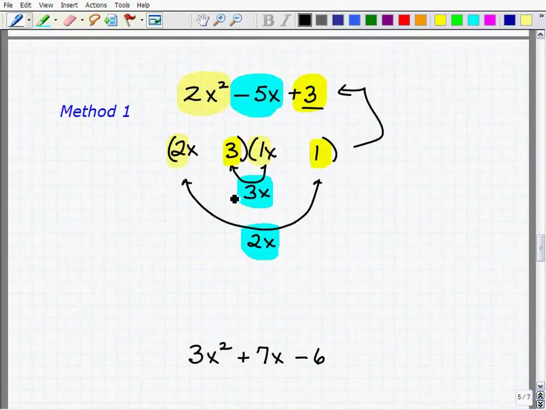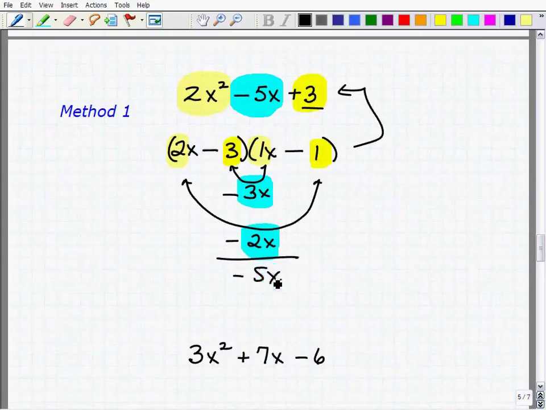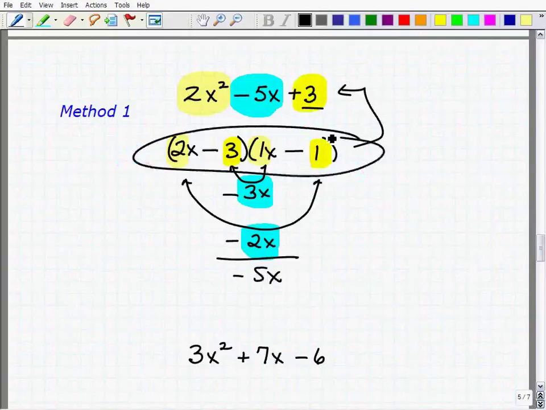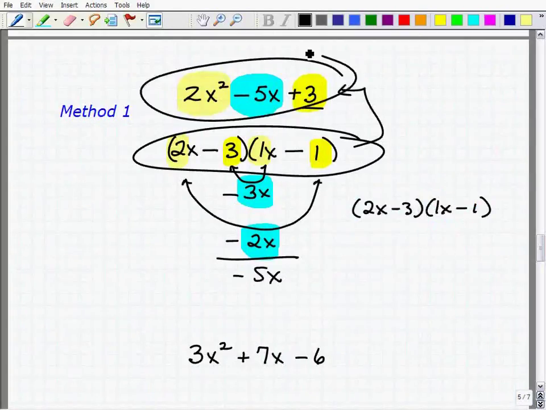So I need both of these to be negative, right? Well, the only way to do that is to put a minus sign here and a minus sign there. Okay? And when I've done that, I can get my negative 3x and my negative 2x. All right? But let's just make sure that we, in fact, have the right factors. You always have to check yourself here. So 2x minus 3 times 1x, or x minus 1. Let's make sure it ends up to be the original.